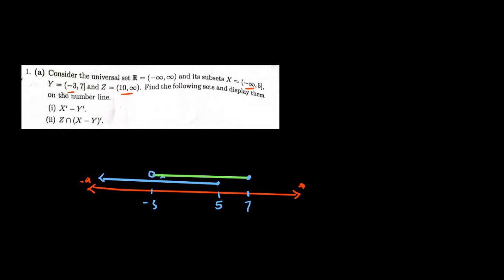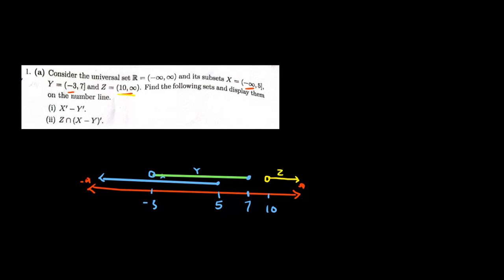Then I have my set Z. If I say this is 10, then it's going all the way up to positive infinity. So this is going to be from here all the way up to that side. And here it's open at 10, if you can see from there where Z is. So this is our Z. This is what they are talking about.